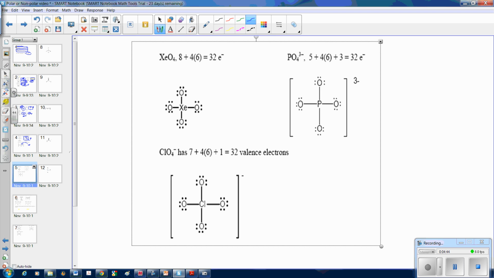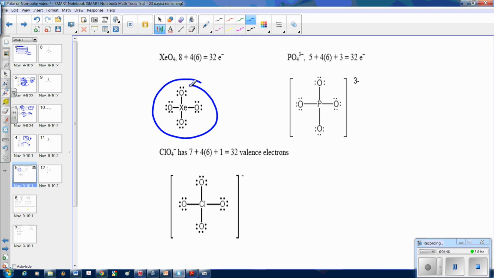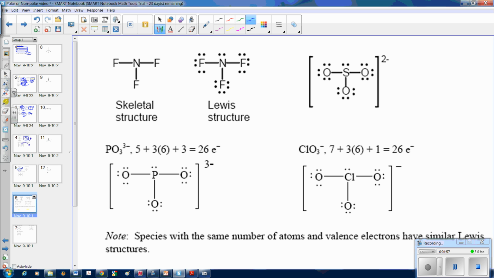Next one. Xenon with 4 oxygens. This automatically is going to be nonpolar. No lone pairs of electrons, no different terminal atoms. Let's look at some other ones here.